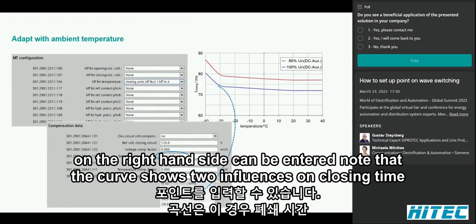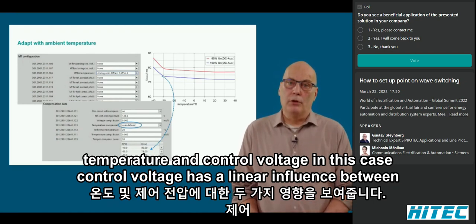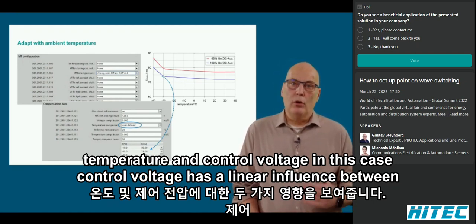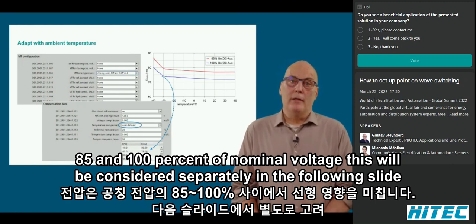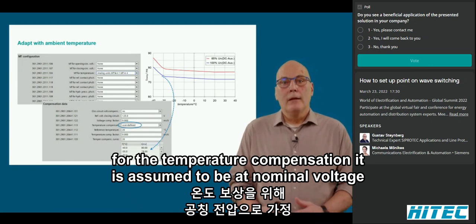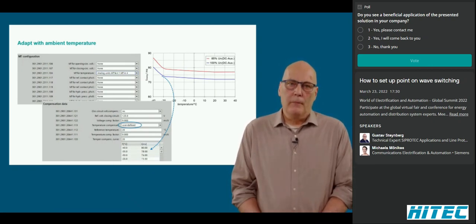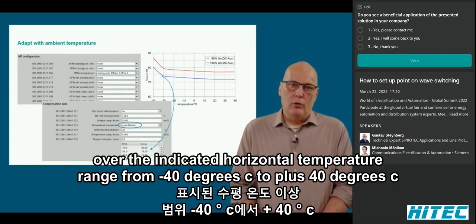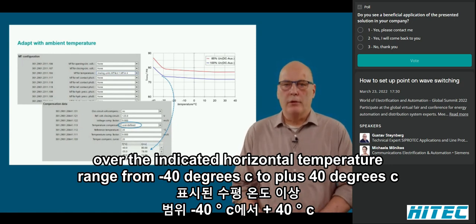Note that the curve shows two influences on closing time, temperature and control voltage. In this case, control voltage has a linear influence between 85 and 100% of nominal voltage. This will be considered separately in the following slide. For the temperature compensation, it is assumed to be at nominal voltage over the indicated horizontal temperature range from minus 40 degrees C to plus 40 degrees C.